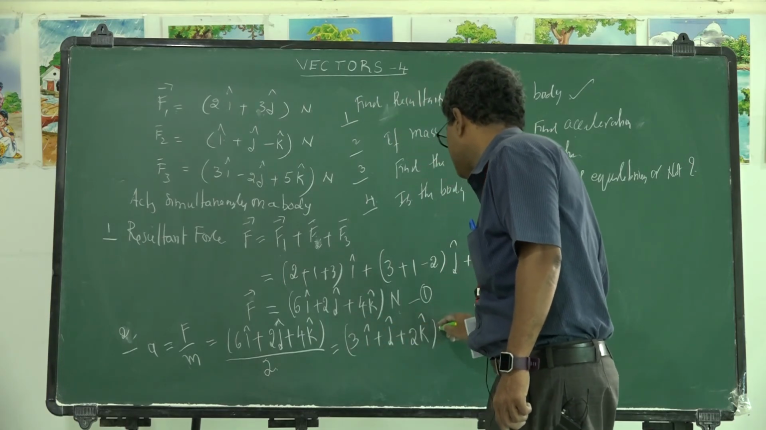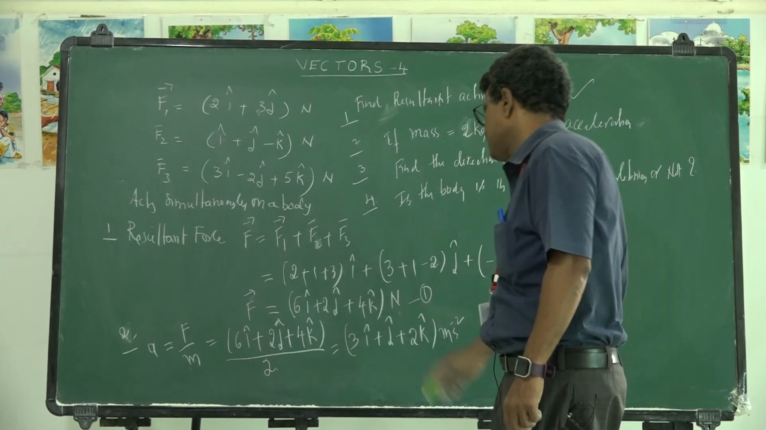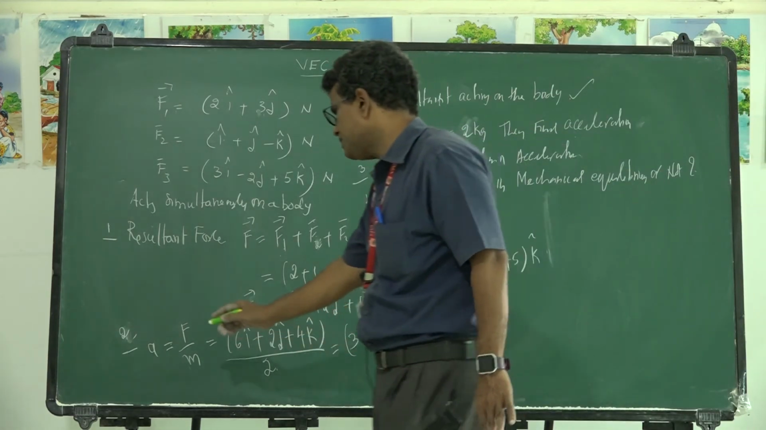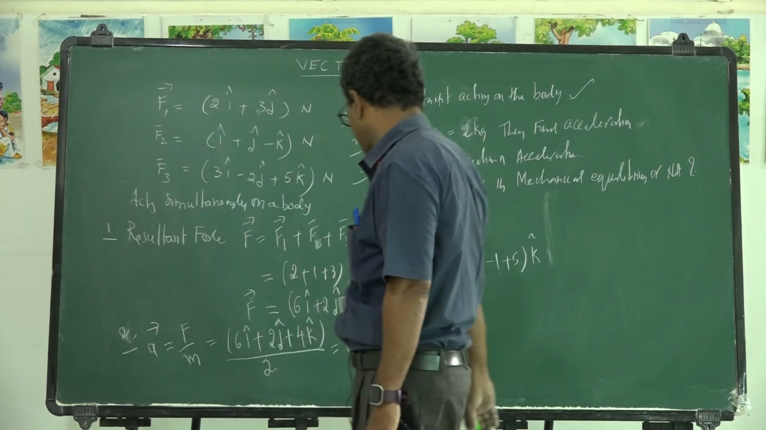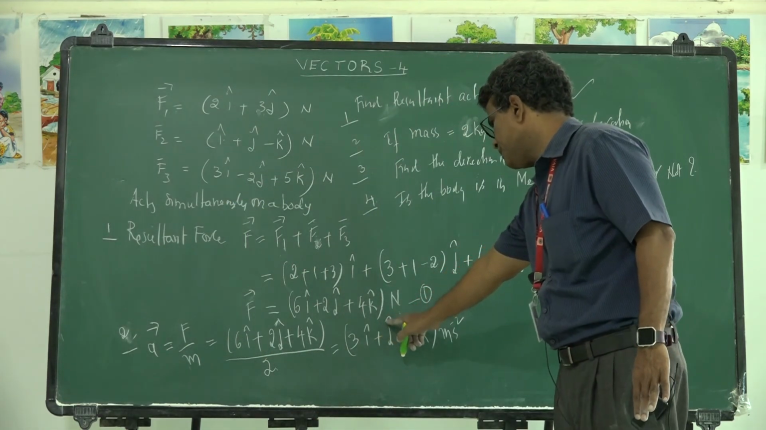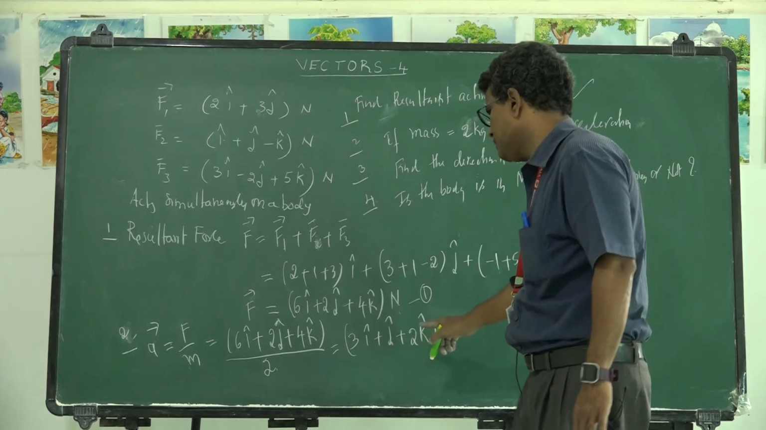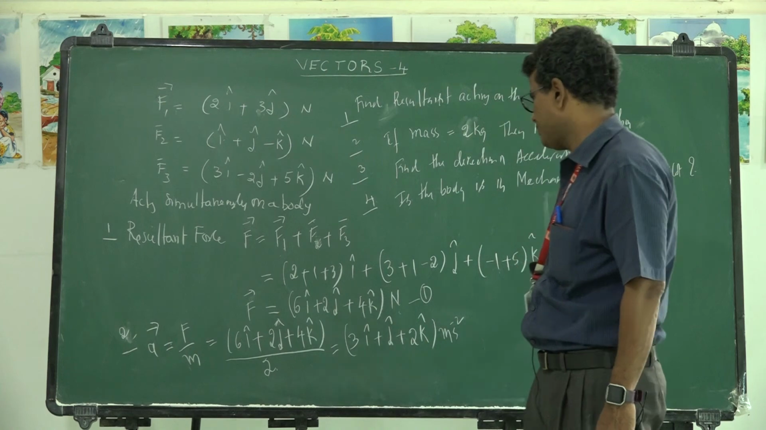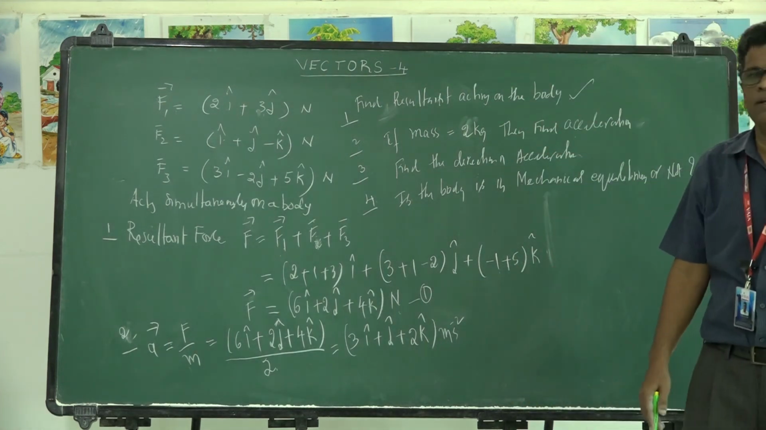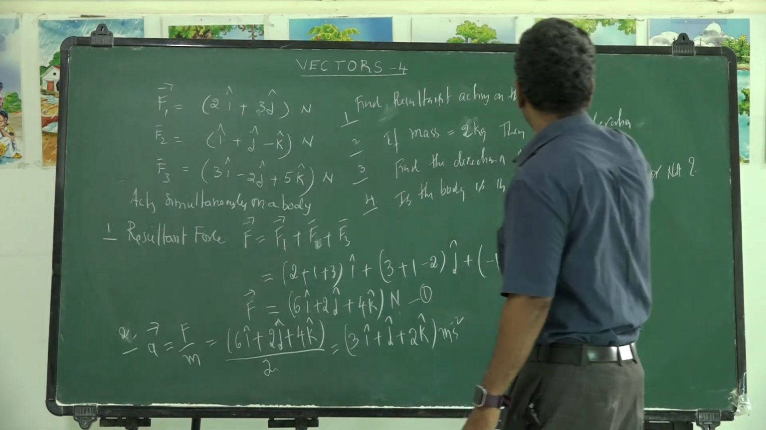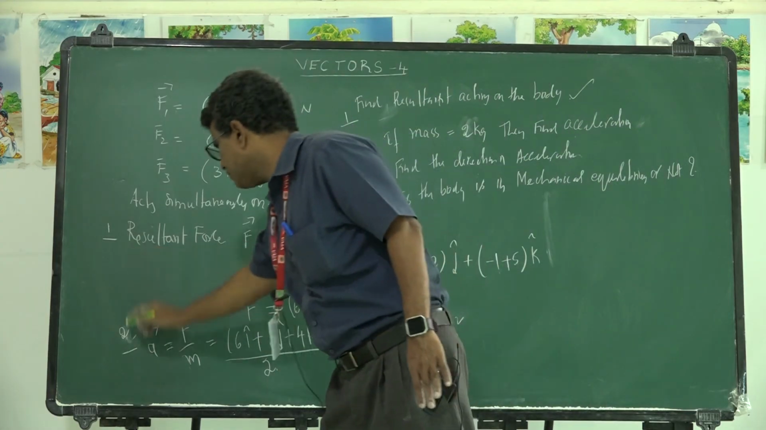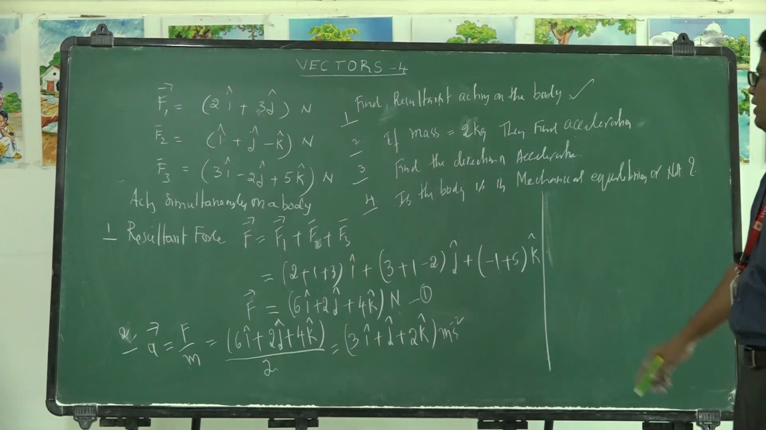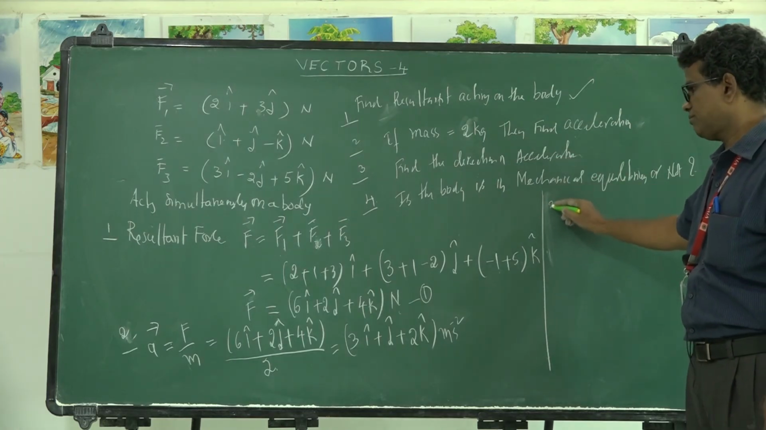So this is acceleration. Units are meter second to the power minus 2. Acceleration is also a vector quantity. It is 3 i cap plus j cap plus 2 k cap. I take 2 common and cancel with this 2. Okay, we got acceleration. This is the answer for the second question. Now the third question, find the direction of the acceleration.